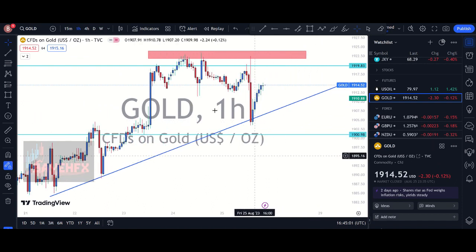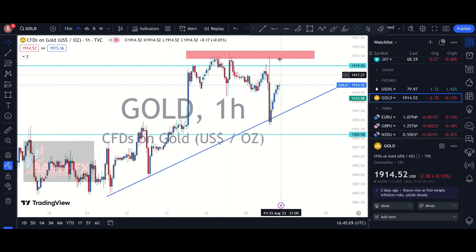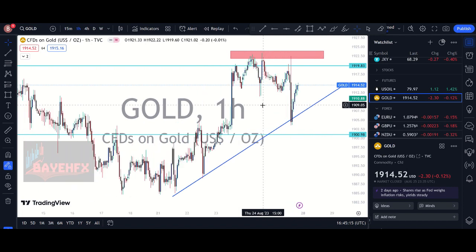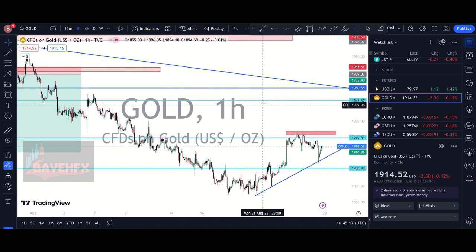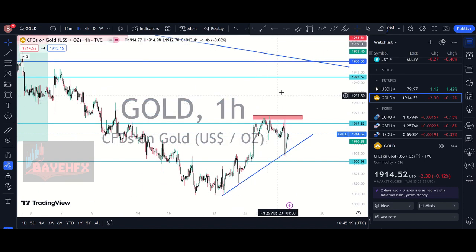And you see that the market, gold, failed to make a new high above that particular zone. So we know it's giving us a triple top. If we want to continue, the market must break up and then give us a new high to continue buying, right? And the retest zone will be around 1950.